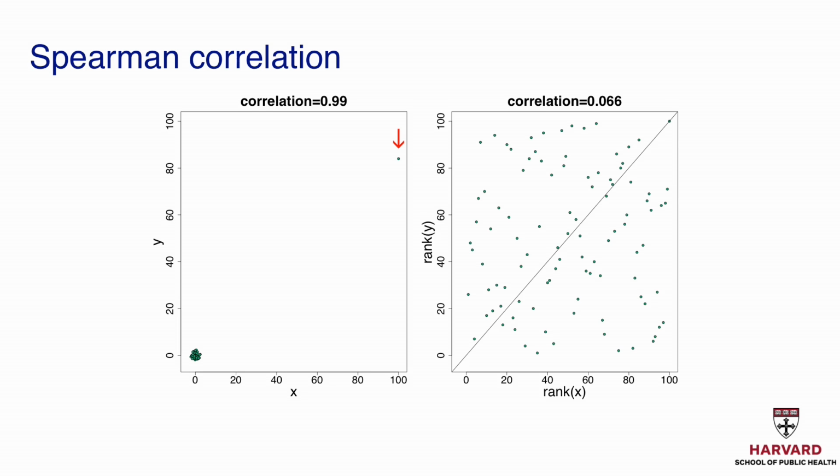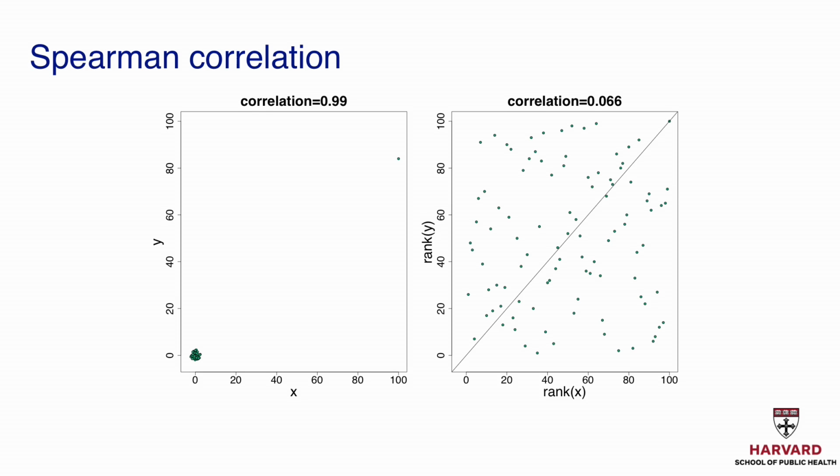So if I compute the correlation of this data, it's 0.99. Why is it so big? Basically because this point here is driving the correlation to be high. Spearman correlation is a very simple idea. Instead of looking at the values, we look at the ranks.